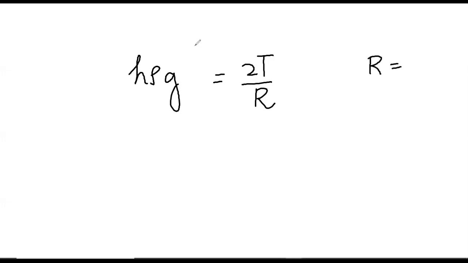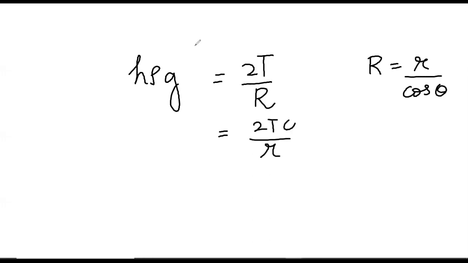So what were we initially writing about the link between the height and the radius of curvature of the meniscus? h rho g is equal to 2T by R, where T is the surface tension offered by the liquid. Now, what did we find R to be equal to? We found R to be equal to small r divided by cos theta. And I'm going to proceed to substitute that over here.